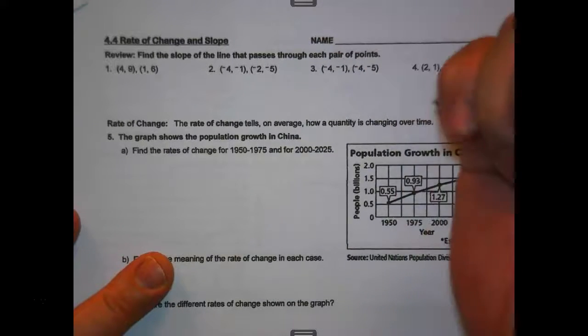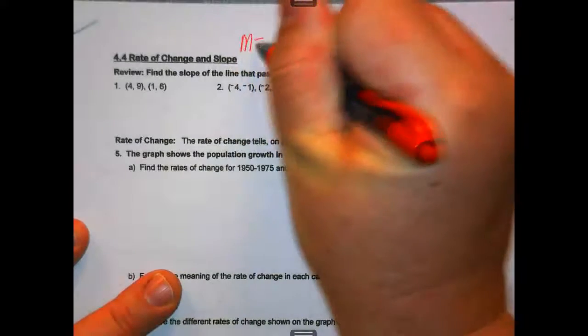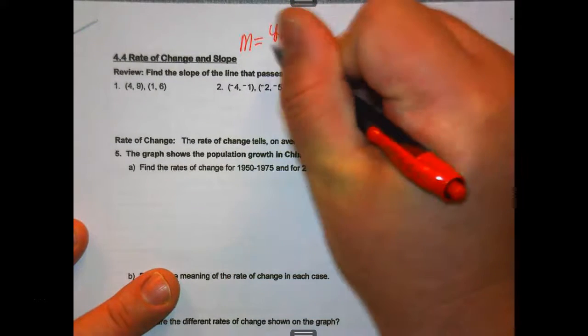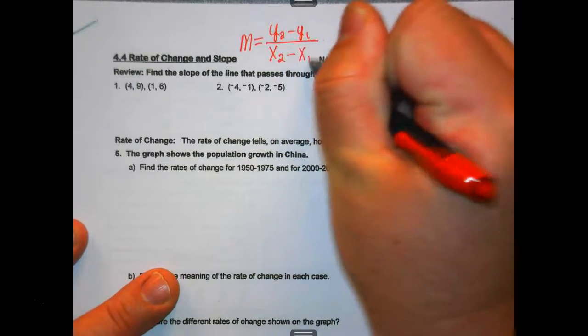Remember our slope formula. Slope is represented by m, y2 minus y1 all over x2 minus x1.